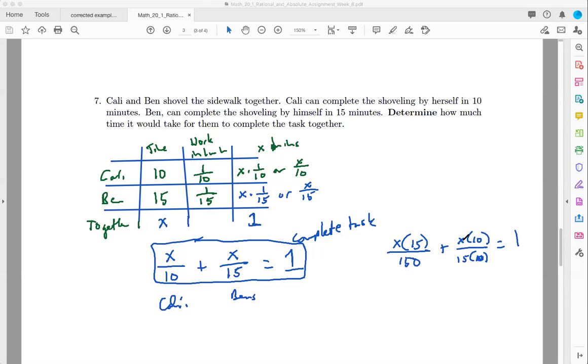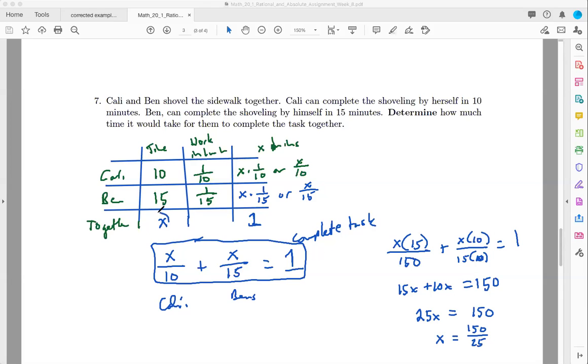Well, here we can solve this rational equation, right? We can say this is 15x plus 10x, and if we multiply everything out, the denominator is 150. So 15x plus 10x is going to be 25x. 25x is equal to 150. And now we can solve for x. You can see x, divide by 25, and 150 divided by 25.